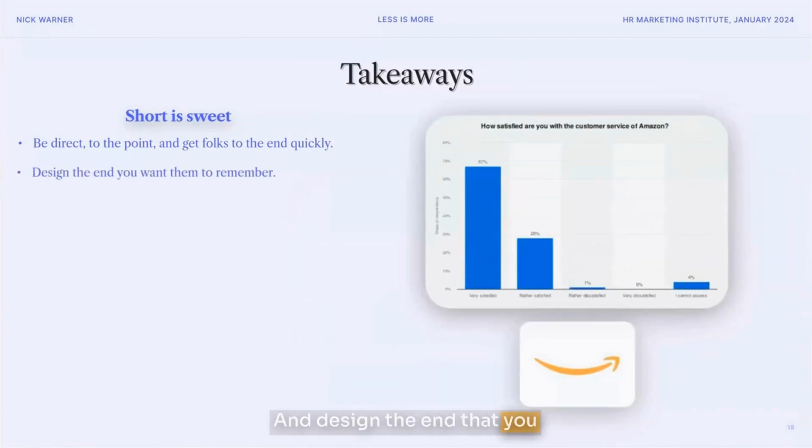And design the end that you want them to remember, not the end that they end up remembering because they left and it was boring. I think a good example is my former employer, Amazon's customer service.